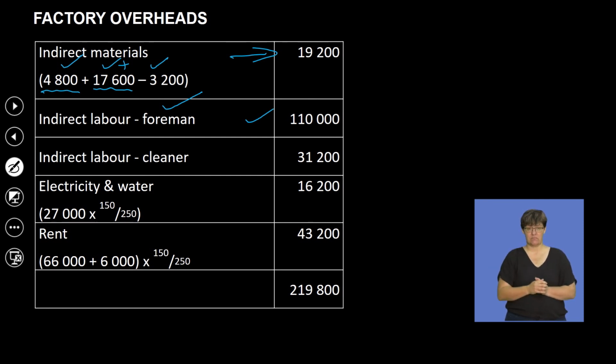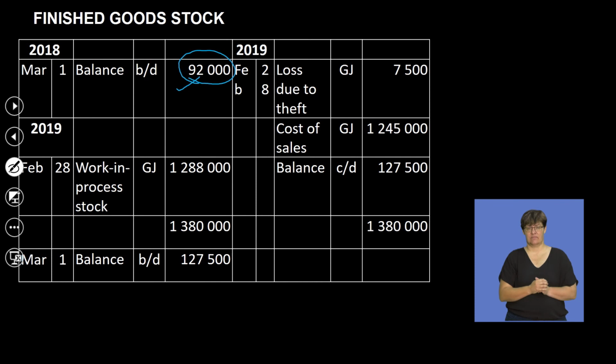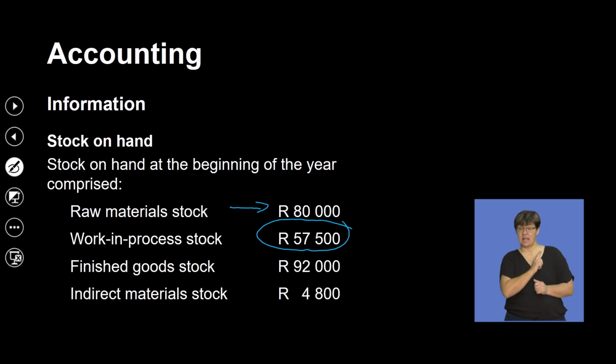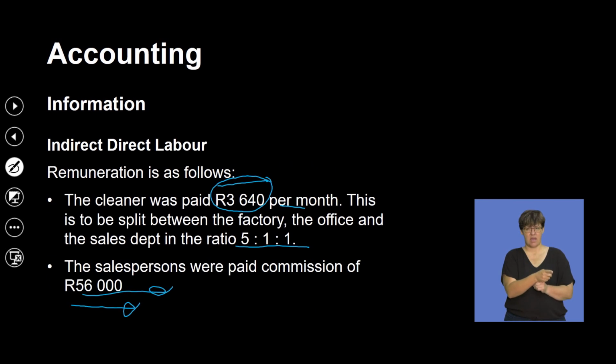Okay, now remember this one here as well. When it came to indirect labor, there was a cleaner as well. Now, what information do we have about the cleaner? Let's see if we got that information on hand. Let's just get that slide very quickly. We are told here that the indirect labor of the factory worker, I'm sure this one will help us. There we go. The cleaner was paid an amount of 3,640 per month, but had to be split up between the factory, office, and sales in the ratio 5:1:1. So it's 3,640.